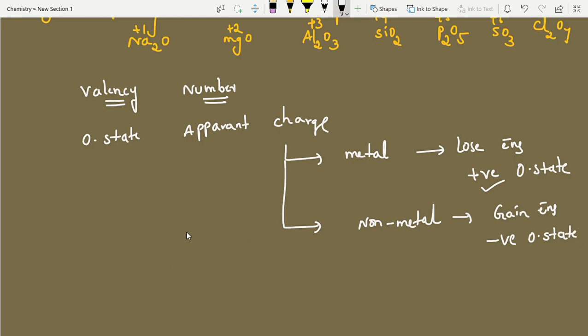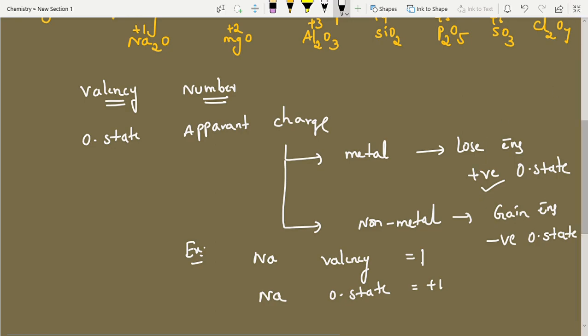Suppose, for example, they asked a question: sodium valency. Sodium valency 1. Next, sodium oxidation state. Sodium oxidation state, how much? Plus 1. It means sodium has the capability to lose one electron. Why is it losing only one electron? If it loses one electron, it reaches the noble gas state. To understand this concept more, I am giving one logic here.